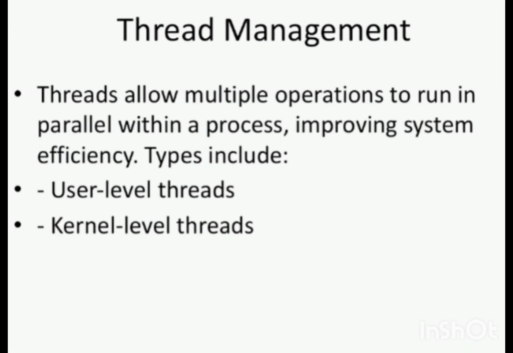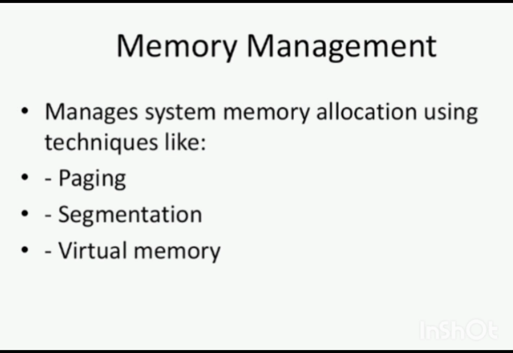Next, thread management. Threads allow multiple operations to run in parallel within a process, improving system efficiency. Their types are user level threads and kernel threads. Next, memory management. Memory is allocated using techniques like paging, segmentation, and virtual memory.